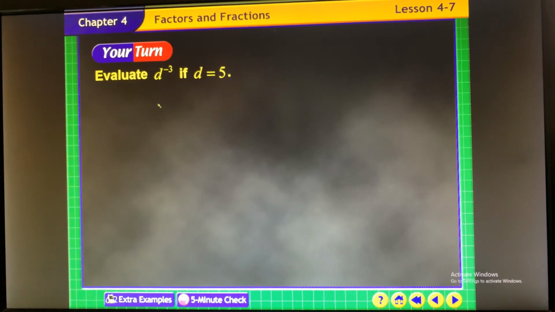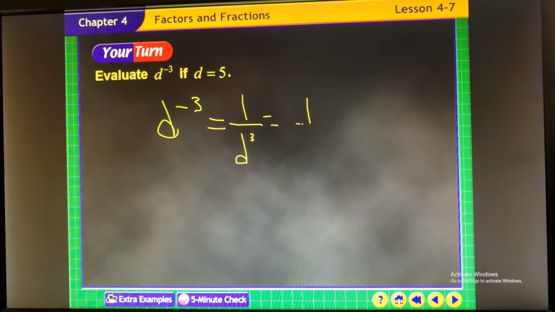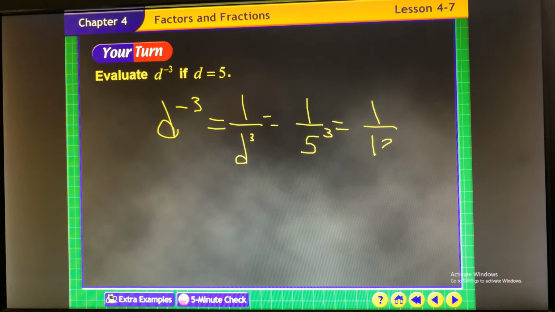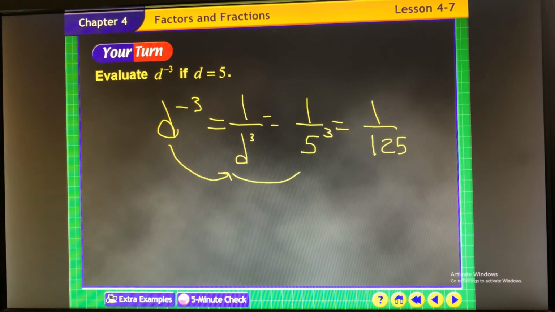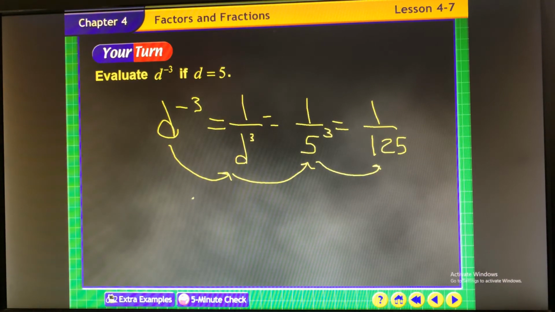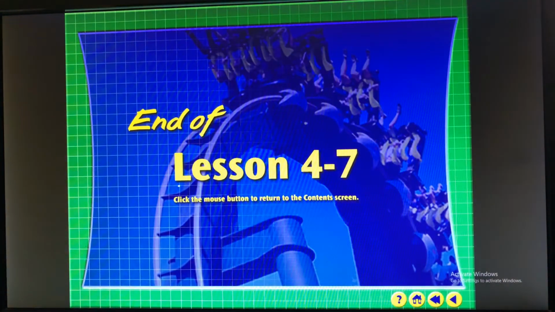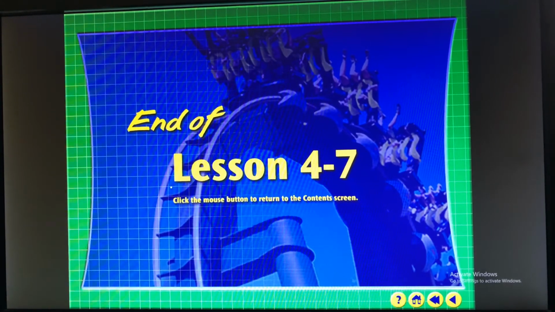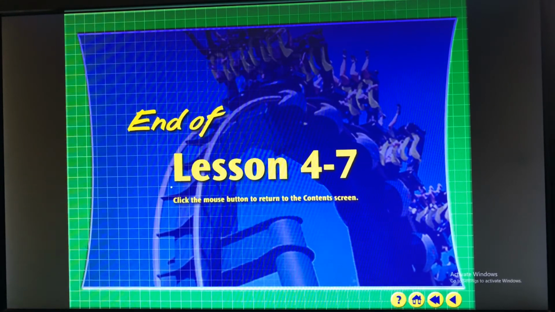Okay, so this one, you have d to the negative 3, which is equal to 1 over d cubed, which is equal to 1 over 5 cubed, which is equal to 1 over 125. So notice all the steps. I went from the negative exponents to creating it as a positive, to substituting the value for the variable, to evaluate. Okay, make sure you show all that. And that's it. So just remember, negative exponents are going to make small numbers. They're going to make fractions. You want to put them in their opposite position.